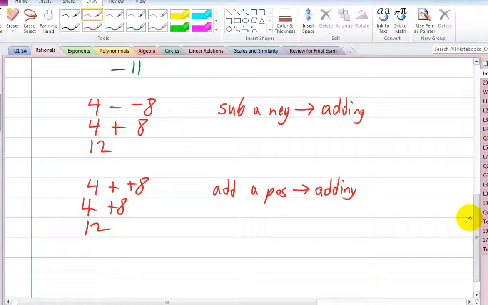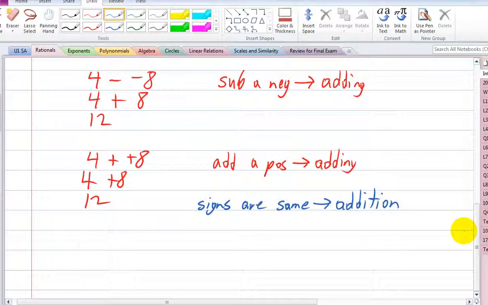Okay. So what we should point out, if the signs are the same, okay, then it's always going to be an addition.